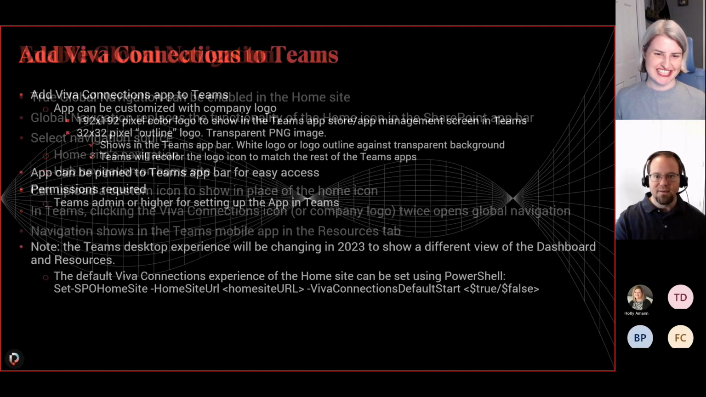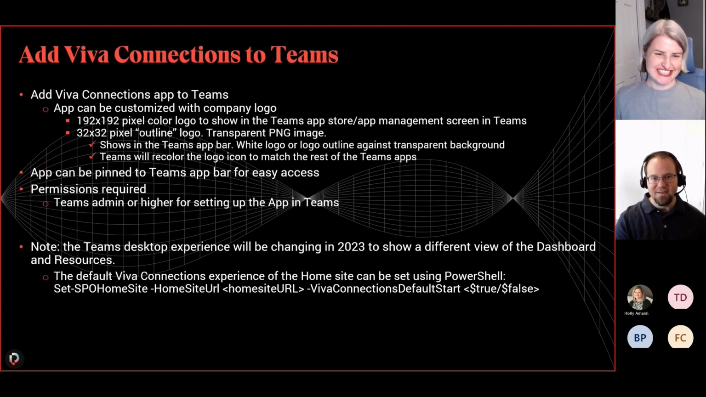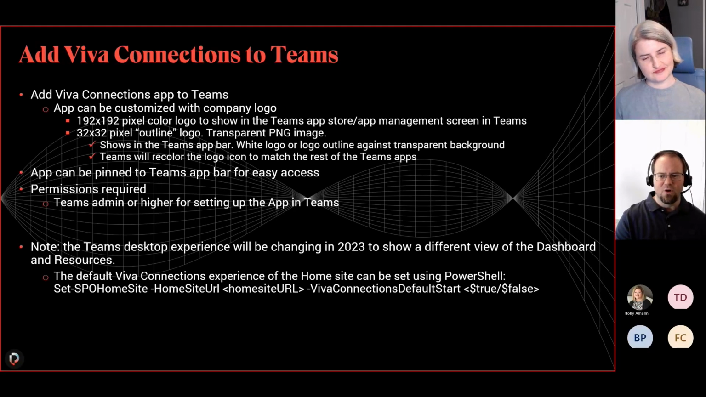Alrighty, let's see what's next. Viva Connections. We're going to add that to Teams. We're going to add the Viva Connections app that's done within the Teams admin center, and we need a couple of requirements for this. We need to build a 192 by 192 pixel color logo in the Teams app, and that's going to show up if anyone's searching for our Connections app within Teams. When any of the users want to pin that themselves, that's the logo that'll show up.